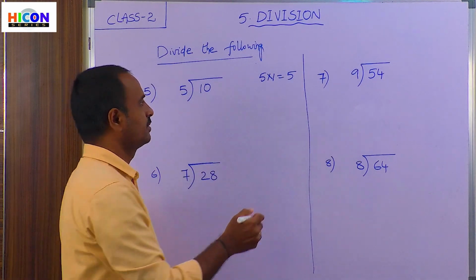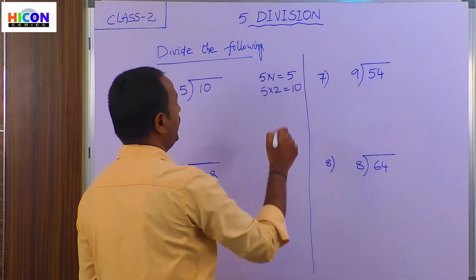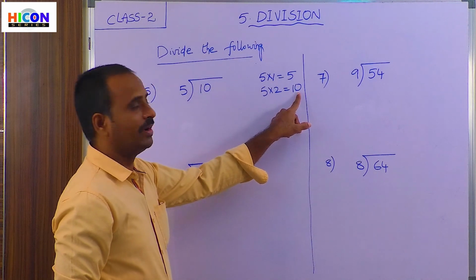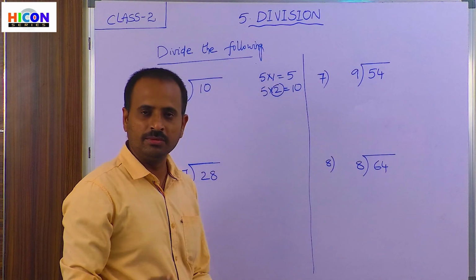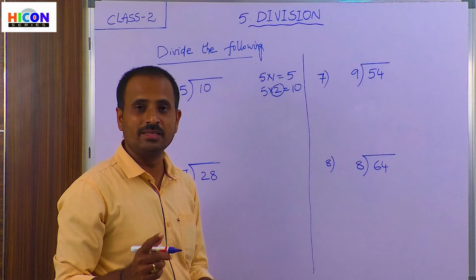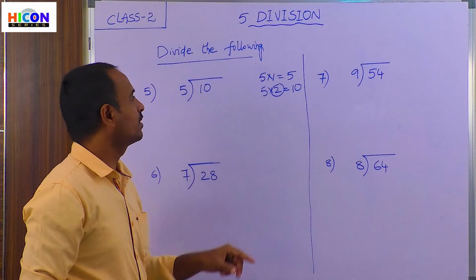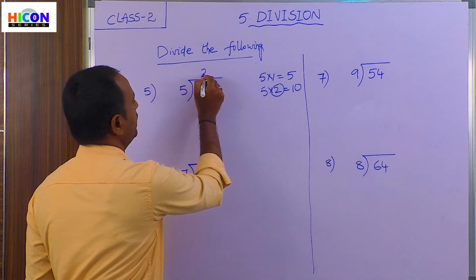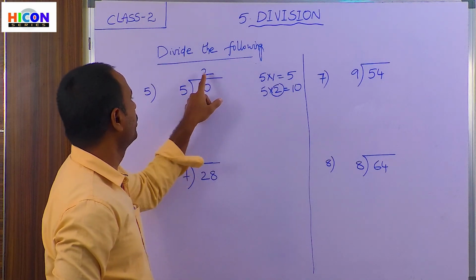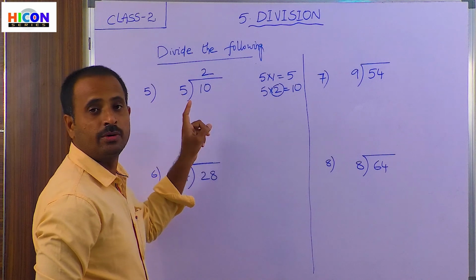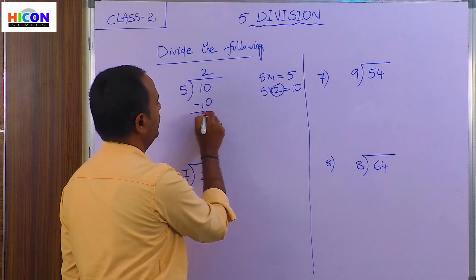Now take 2 times. If you take 2 times, that is 5 twos are 10. So finally, we have got the number 10. When does the number 10 come in the fifth table? 2 times. So we have to take 2 times. That is 2 times 5 is 10. So write 2 in the quotient on the line above the dividend. Now multiply 5 and 2. 5 twos are 10. So write 10 below the dividend and subtract.